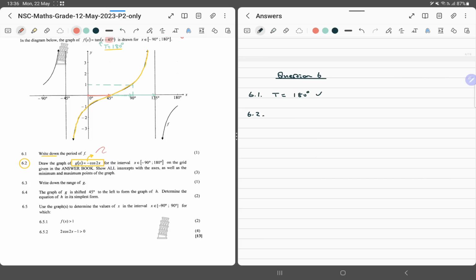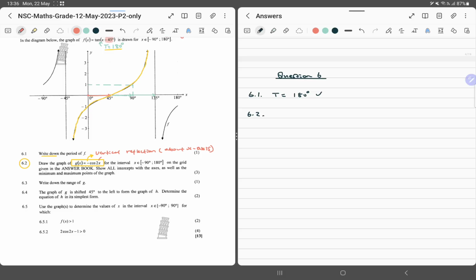This is a vertical reflection of a cosine graph, basically. So that means everything twists around. Or you can say about the x-axis. So we either call it a vertical reflection or a reflection about the x-axis.